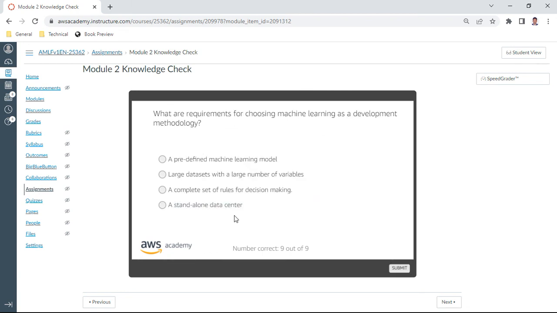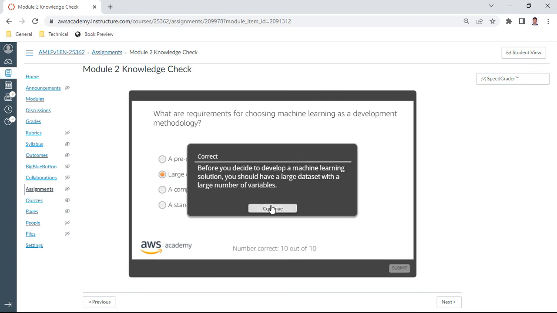The tenth one, the last question in this module 2: what are the requirements for choosing machine learning as a development methodology? Large data sets with a large number of variables. B should be the right answer. Yes, this is correct.